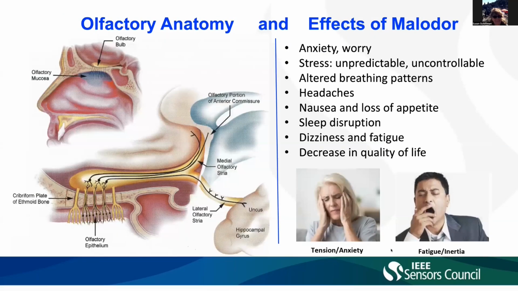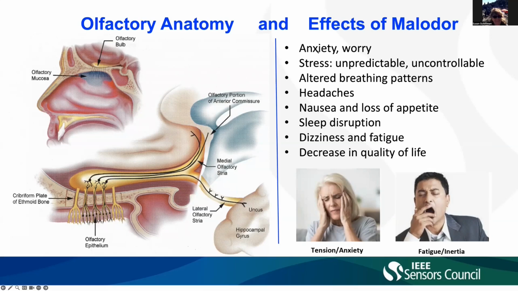Why should we care? Well, first of all, looking at the odor anatomy, odorants come and bind to little receptors at the top of the nose. This is a blow up of that area. And there are neurons that go directly into the emotional areas of the brain. So when you smell a malodor, you're going to have a reaction.